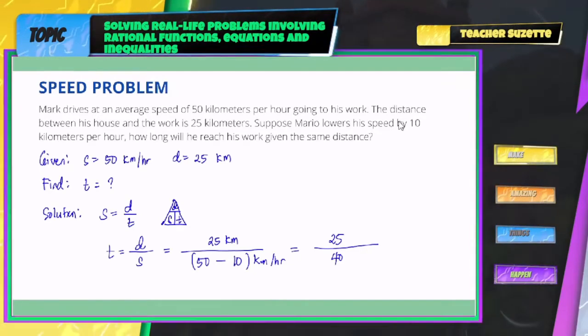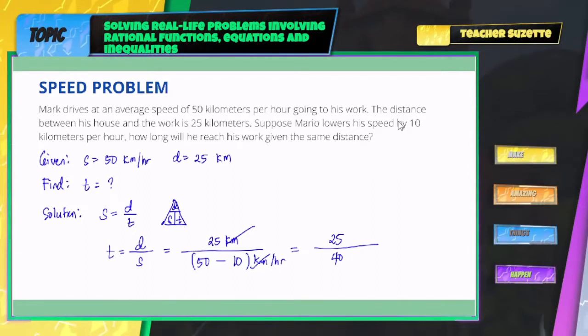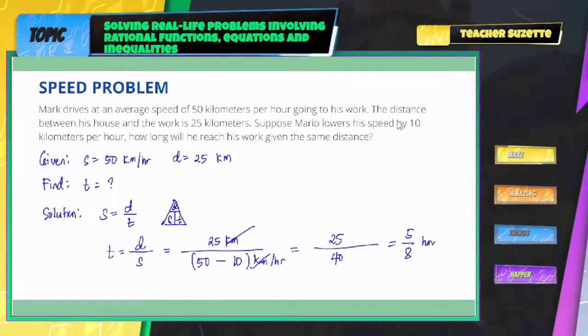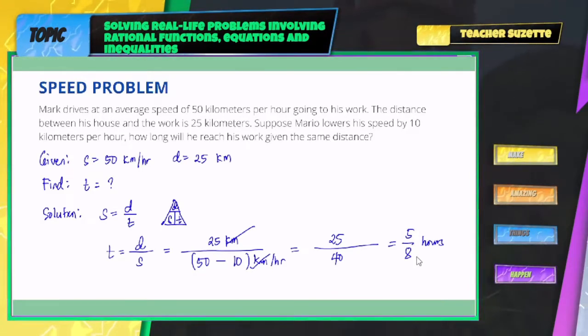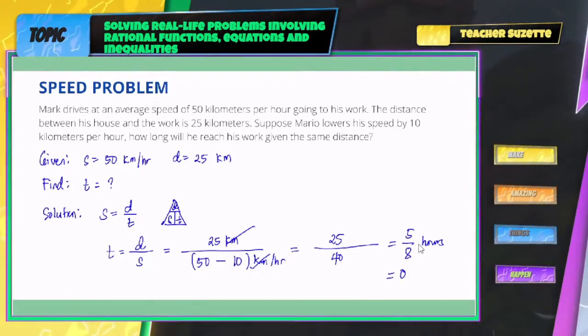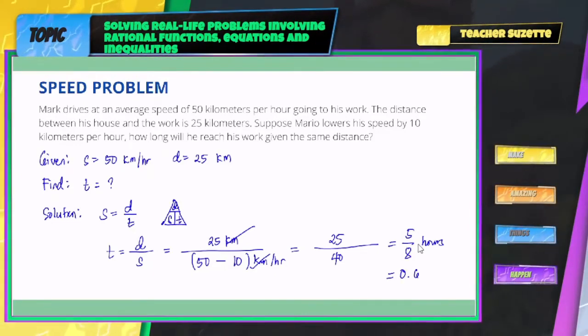So, makakancel natin yung kilometers. Therefore, that is 25 over 40. Lowest term natin, that is 5 over 8 hours. Itong 5/8 hours natin, pwede natin siyang express in decimal. So, that is equal to 0.625 hours. Or, pwede nyo rin siyang express in minutes. That is equal to 37.5 minutes.